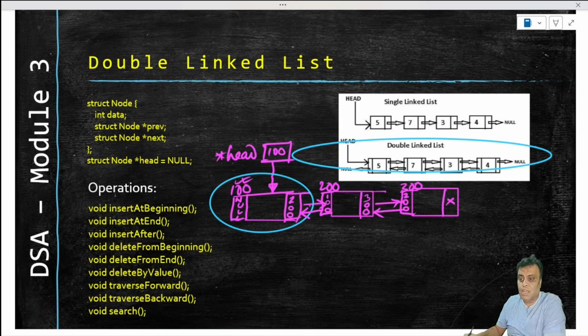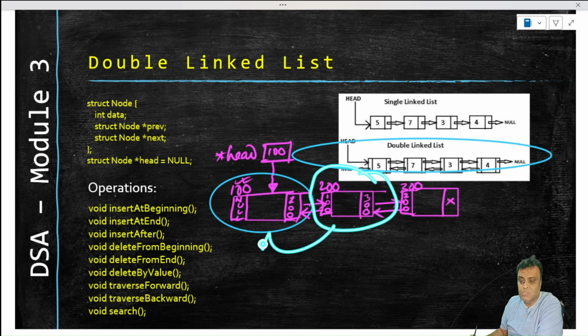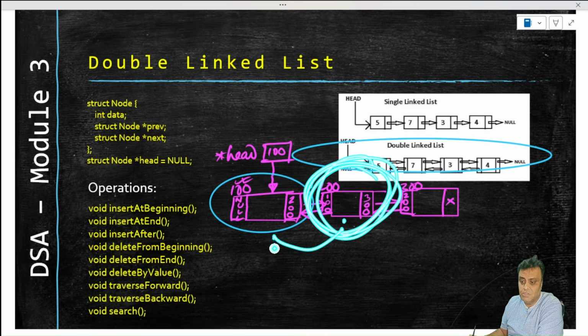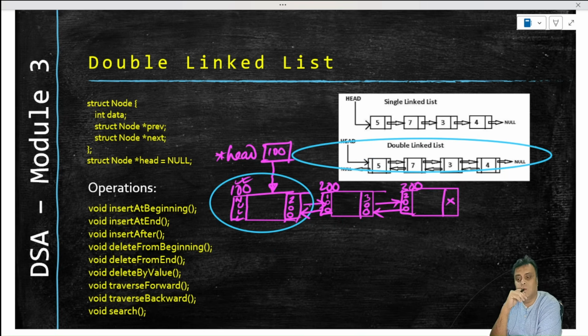So if you are at 200, you have reached this node, you can go this side, or you can go this side, right? Or you have somehow reached this node, you can go this side or you can go this side, right? And that is the beauty of double linked list, which was not possible in a single linked list. So what do you need from a data structure standpoint?